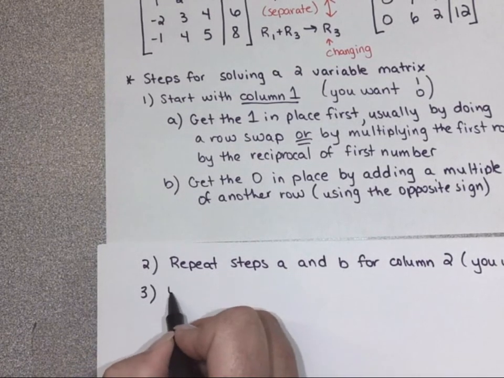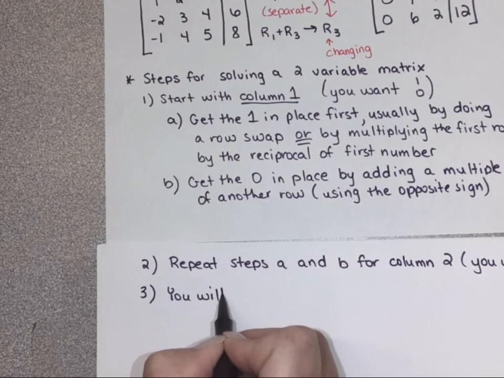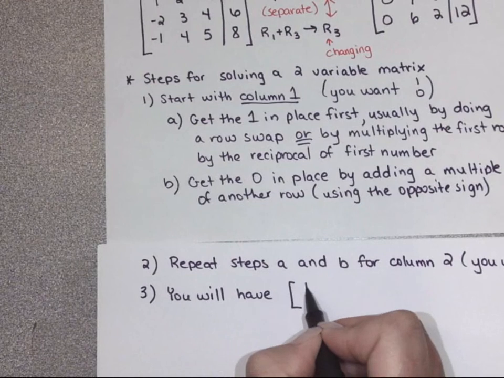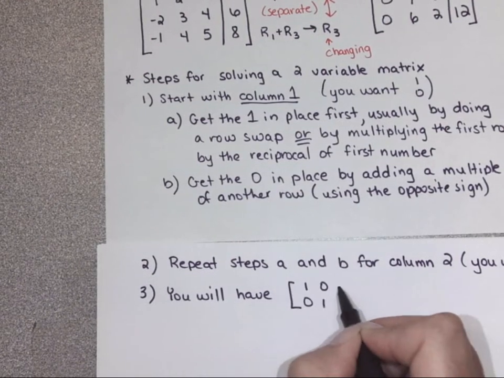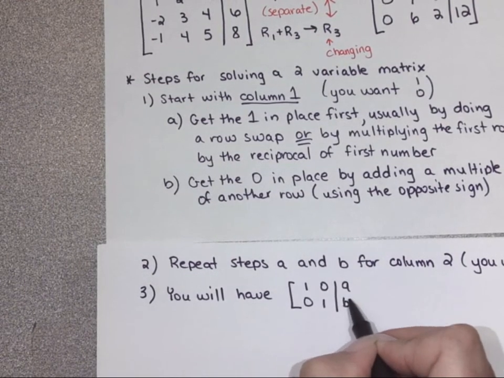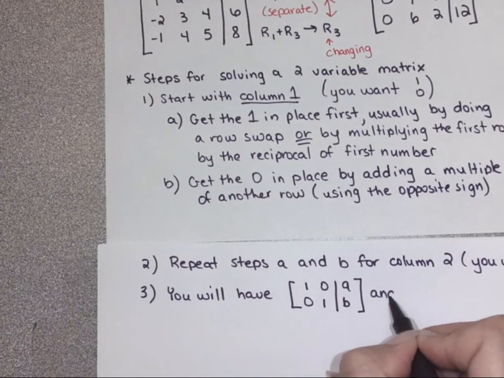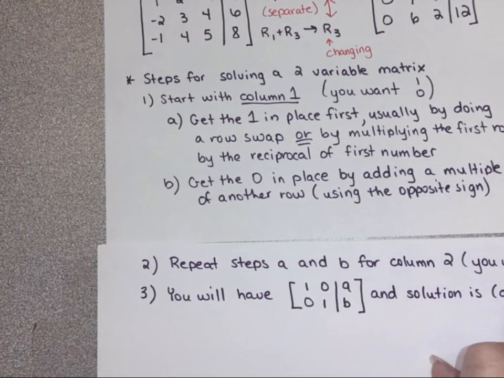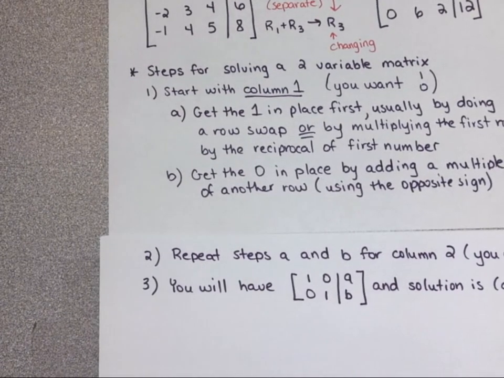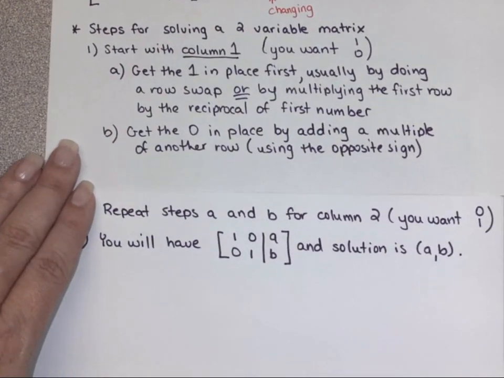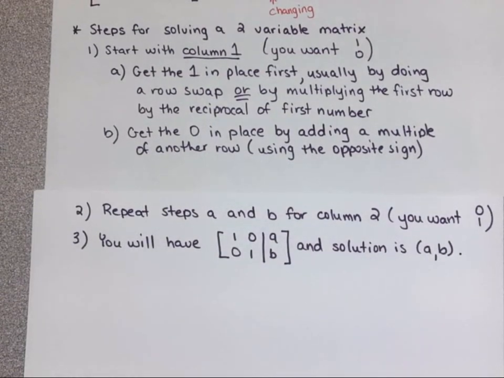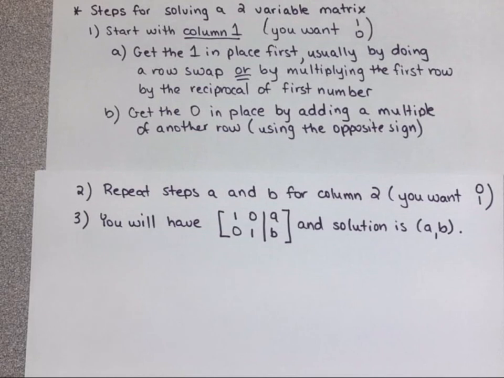And then step number 3 is not really a step, it's just an observation. Once you've fixed both columns, you will have exactly what you want. You will have the pattern 1, 0, 0, 1, and you'll have some answer A and B, and that will be your solution. Okay, so we're just going to slowly and purposefully get what we want to happen. Okay, we're going to fix the first column by making it look like 1, 0, and then we're going to fix the second column by making it look like 0, 1, and then we've got it.